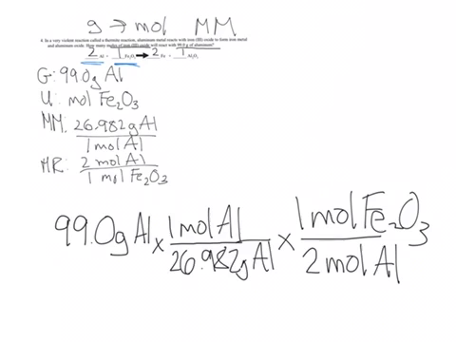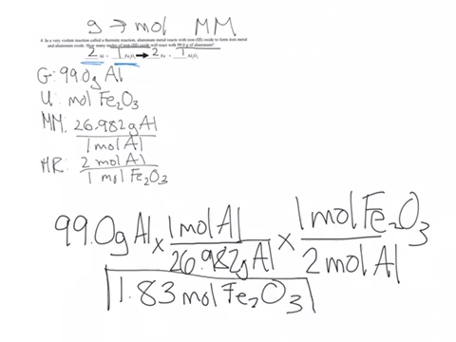You plug it into the calculator to solve. Now, you can multiply everything across the top and divide by everything on the bottom, or you can do it step by step. So do 99 divided by 26.982, and then divide it again by 2, whichever you would like to do. But you should get that you have 1.83 moles of iron 3 oxide. So try that on your own. If you don't get that, then retype it in.